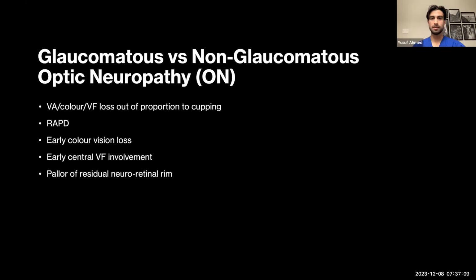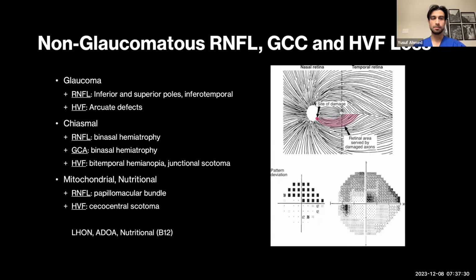Regarding the physical exam and the ocular exam, if there's visual acuity, color, or visual field loss that's out of proportion to the cupping, an RAPD, an early color vision loss, early central visual field involvement, or pallor of the residual neuroretinal rim, you should have non-glaucomatous optic neuropathy as a cause in the back of your head. Looking specifically towards non-glaucomatous RNFL, ganglion cell, and Humphrey visual field patterns, it's useful to be able to identify non-glaucomatous patterns to help make that distinction.